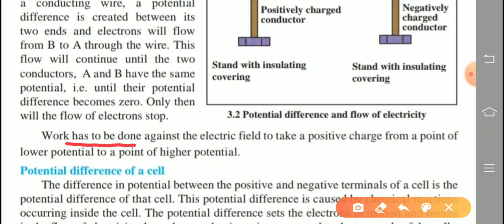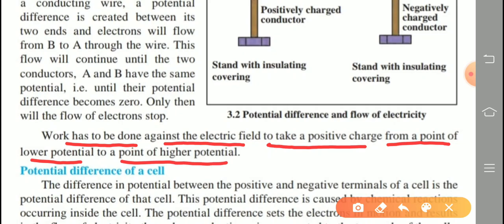Work has to be done against the electric field to take a positive charge from a point of lower potential to a point of higher potential. So what happened in that case? Work has to be done against the electric field to take a positive charge from a point of lower potential to a point of higher potential.